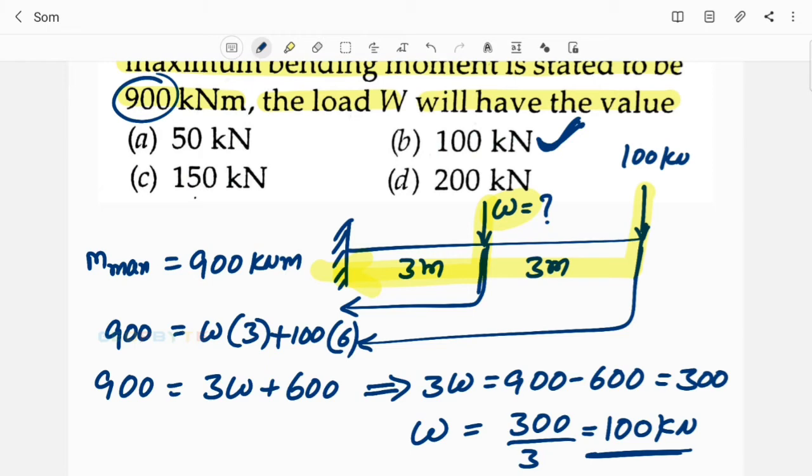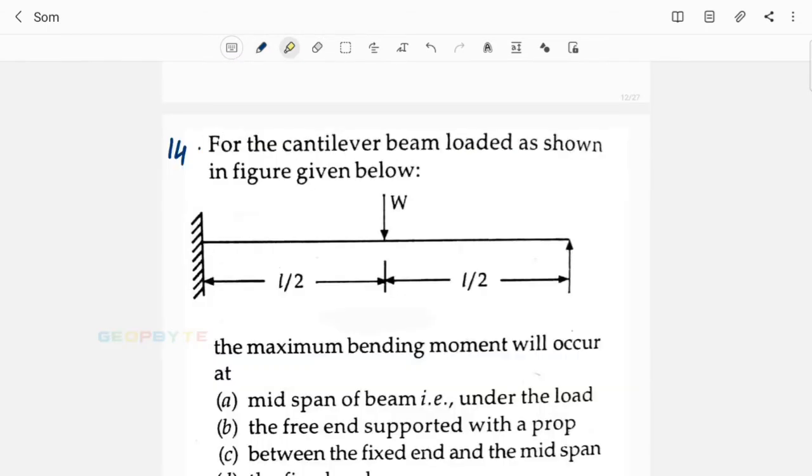Let us go for one more problem. Look at the next problem. For a cantilever beam loaded as shown in figure, there is a cantilever beam, but it has one support also at the free end. This kind of beam is called propped cantilever beam. Propped cantilever beam means it has one support and one fixture. The maximum bending moment will occur at.